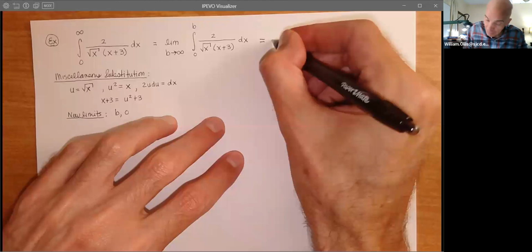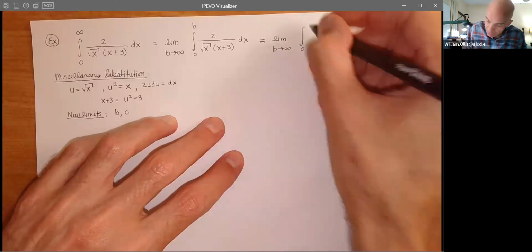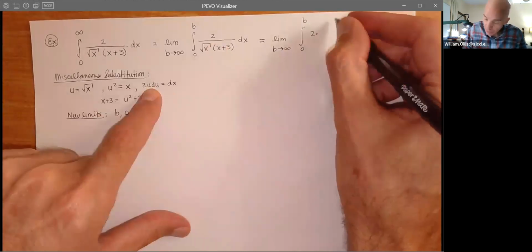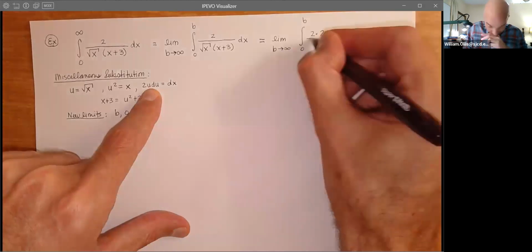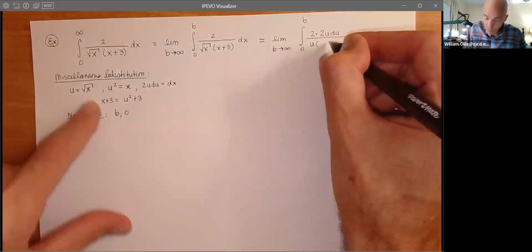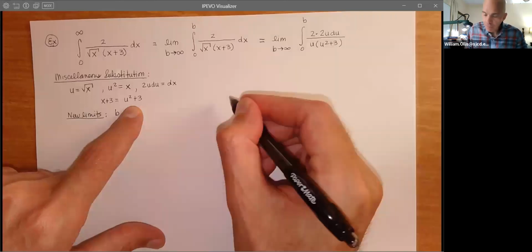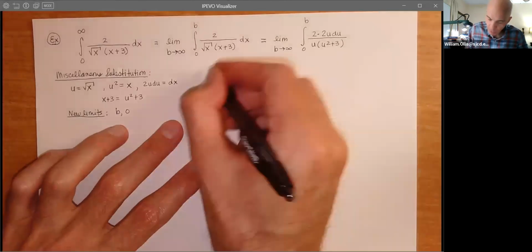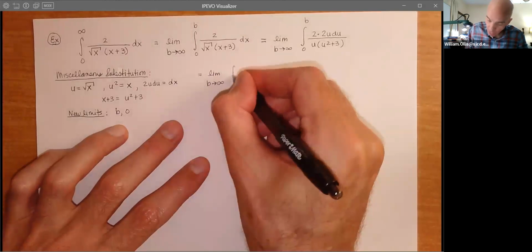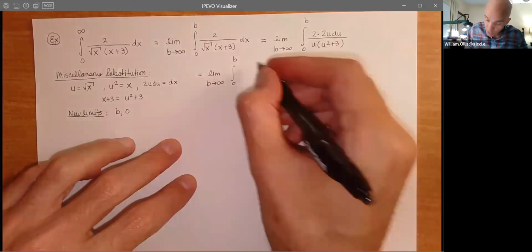So we have the limit as b passes to infinity, 0 to b. And now we have 2, and then we have dx is 2u du. And then, of course, square root of x is u. And then, of course, x plus 3 is u squared plus 3. So, going to be a lot easier than we thought. So we have the limit as b approaches infinity of the integral 0 to b. And of course, the u's absorb, and we're left with just a 4 du over u squared plus 3.